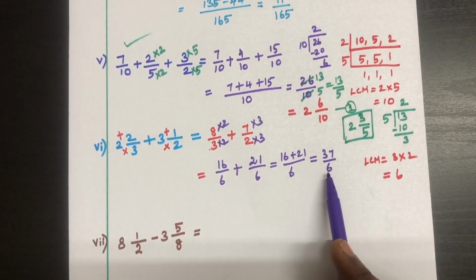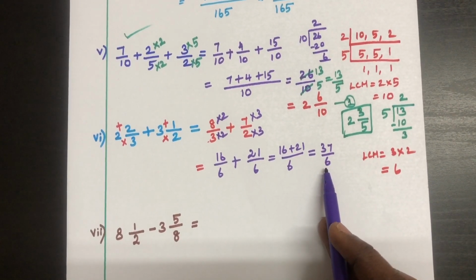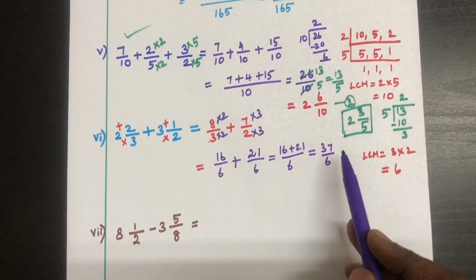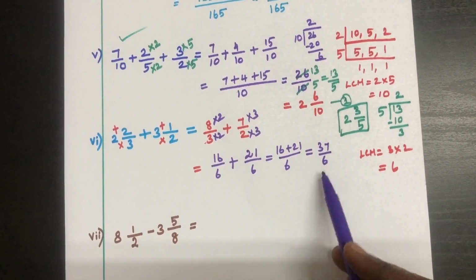This is also an improper fraction. So we are going to make this a mixed fraction again. Okay. So there is no common factor between those two. So no need to cancel anything.